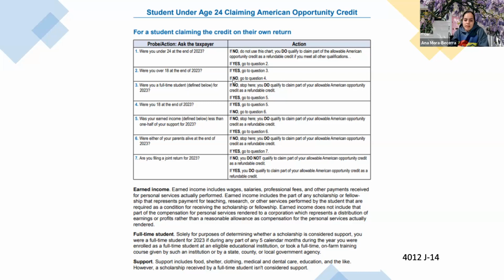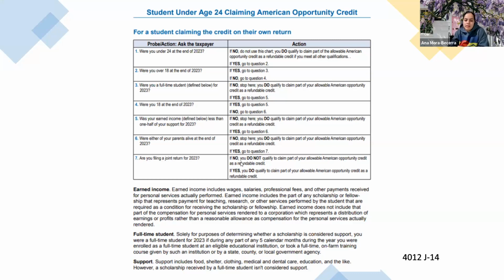If they are not, then you go to question 4, where it says if you are over, were you 18 at the end of 2023? If the answer is yes, they were 18 at the end of 2023, then they go to 5. If the answer is no, then they go to 6, and it's asking if either of the parents were alive in 2023. If the answer is yes, then we would have to answer 7. Are they doing a joint return?